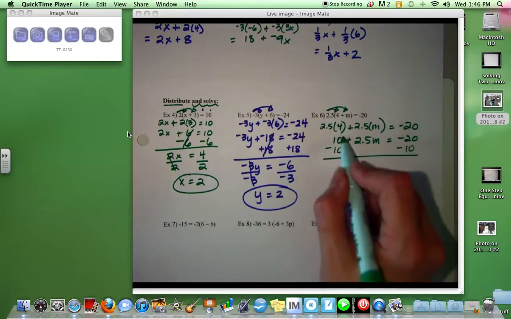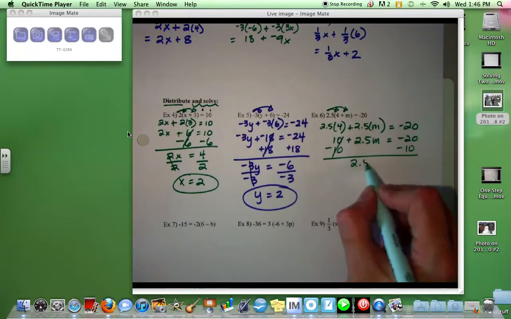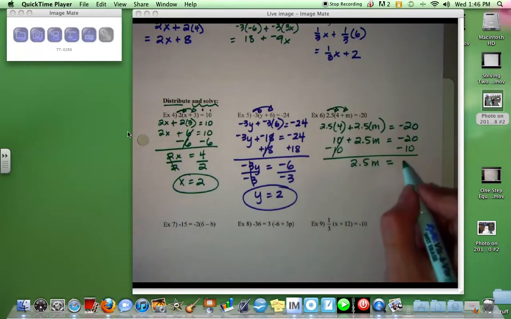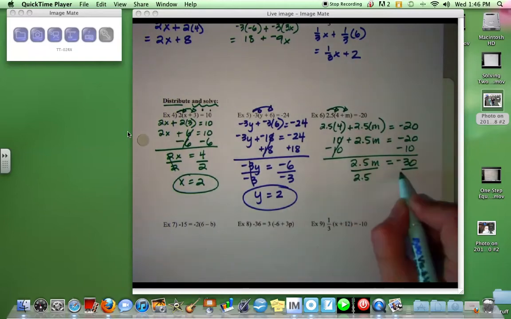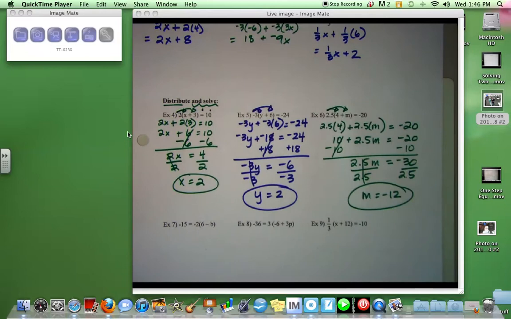Minus 10, because the 2.5 is multiplied by the m, and we can't get rid of that yet. So this would be 2.5m equals negative 30. Then you divide by 2.5. It equals negative 30 because you basically just add a number to negative 20. And then m equals negative 12.